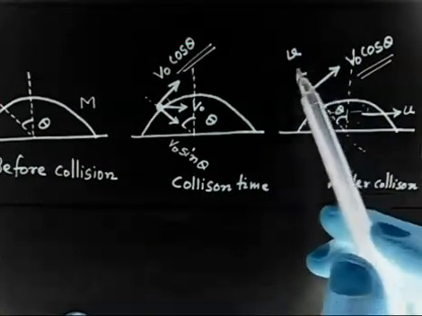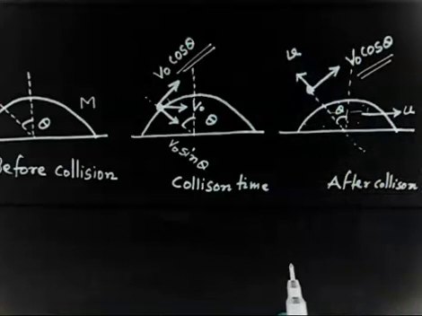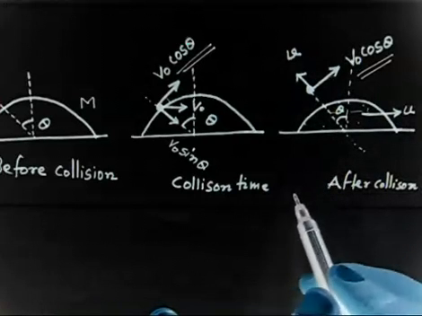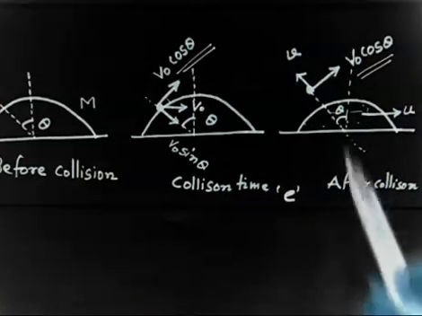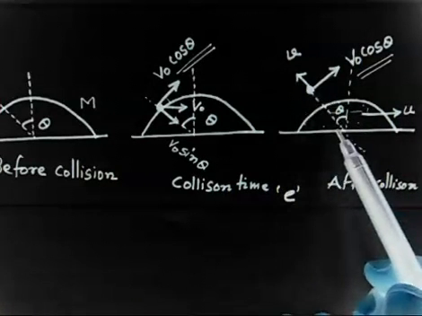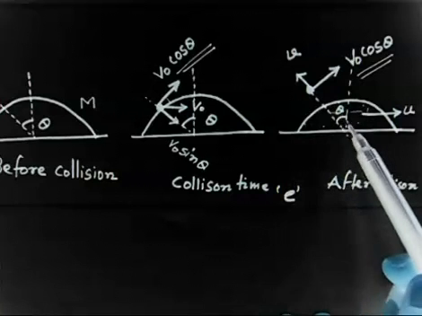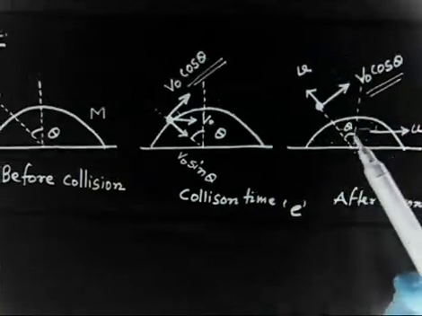Now let us see how we can solve this. I have two unknowns, v and u. What kind of equation can I use? I can write one equation for the coefficient of restitution, e, that is given to you. In the perpendicular direction, velocity of approach into e is equal to velocity of separation.